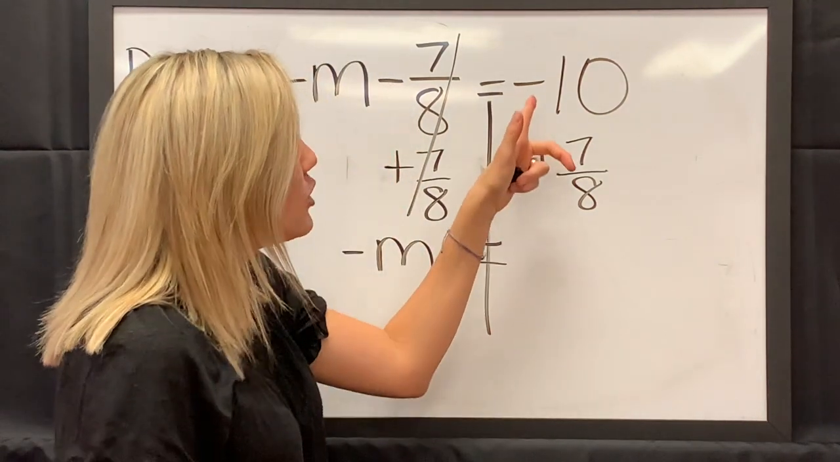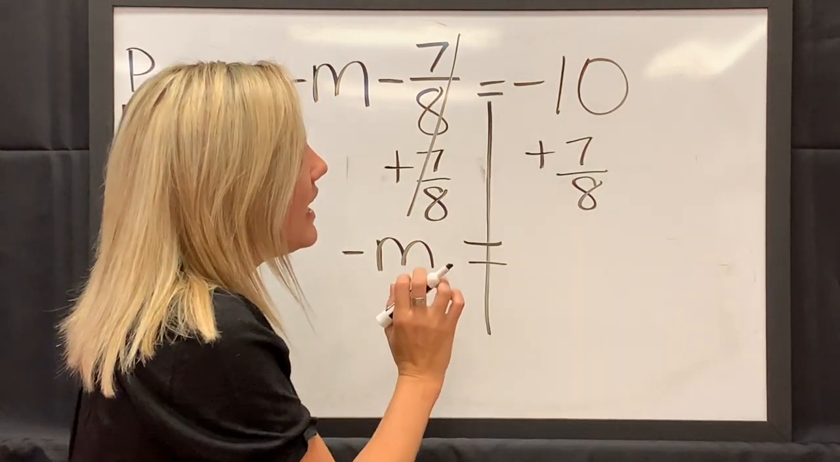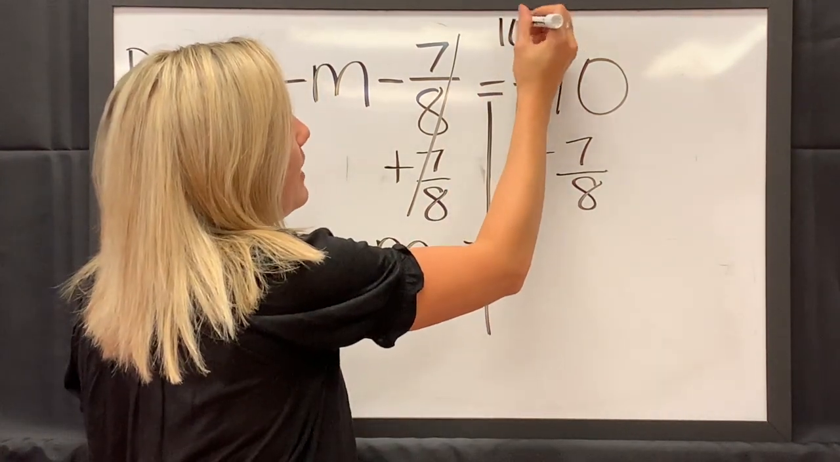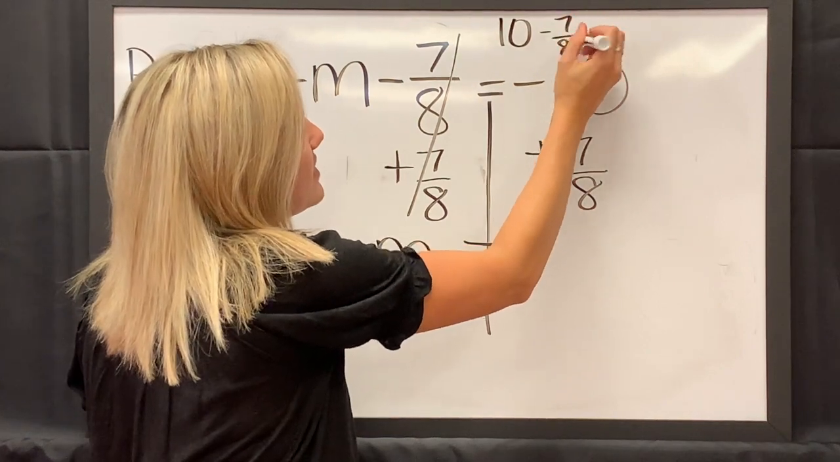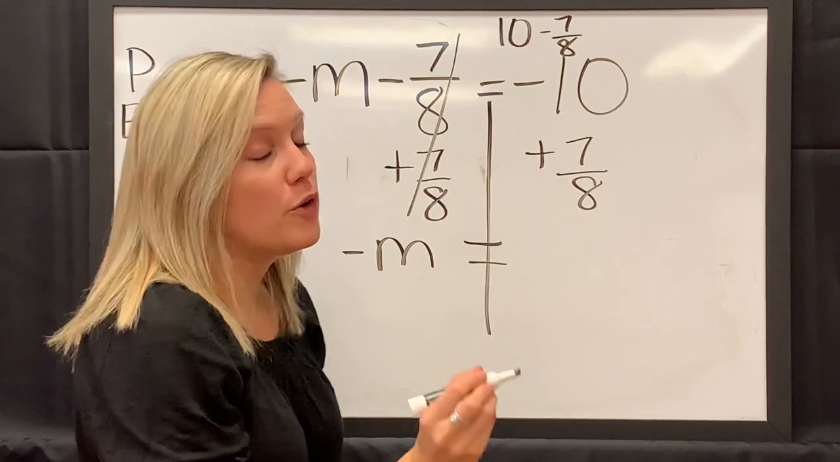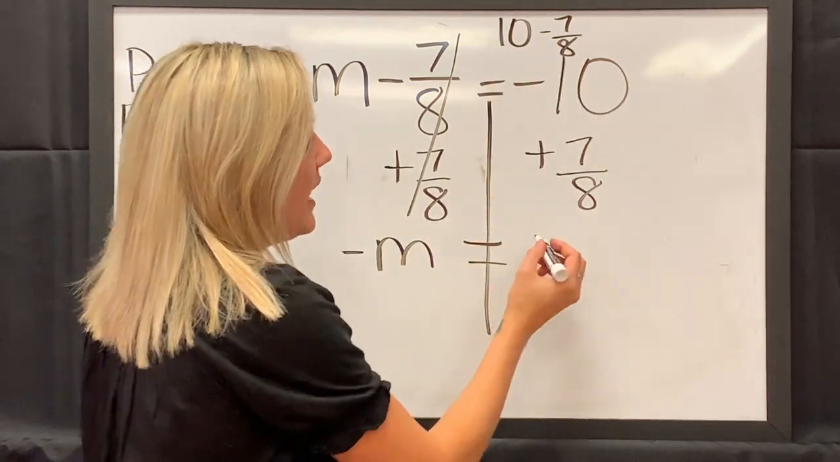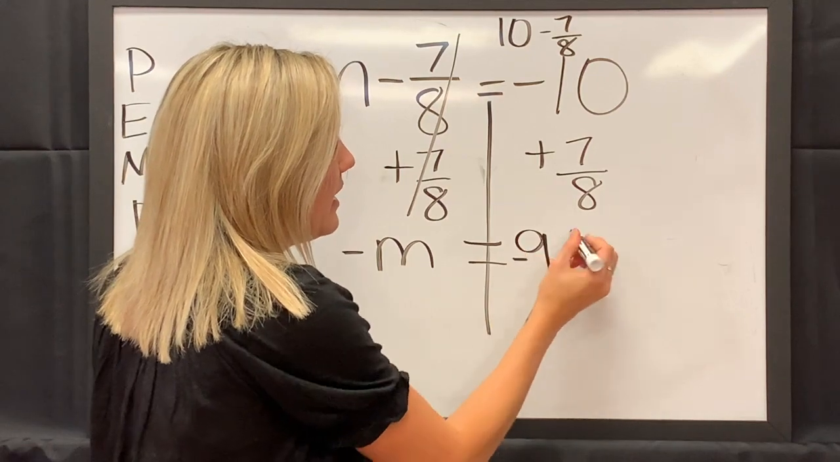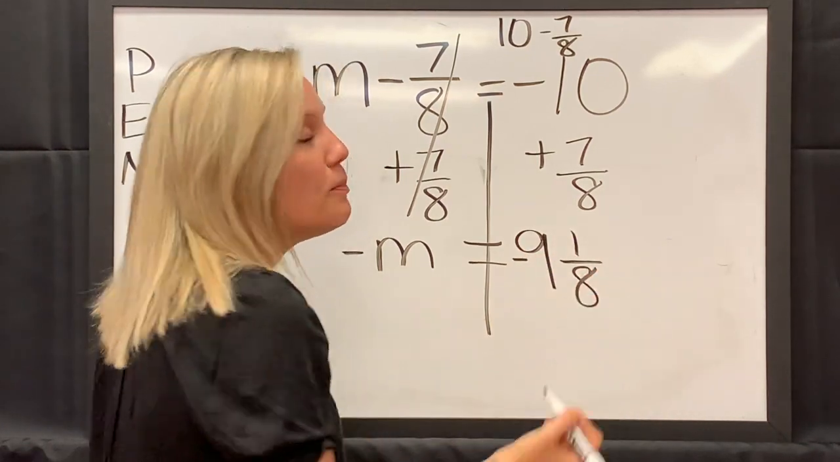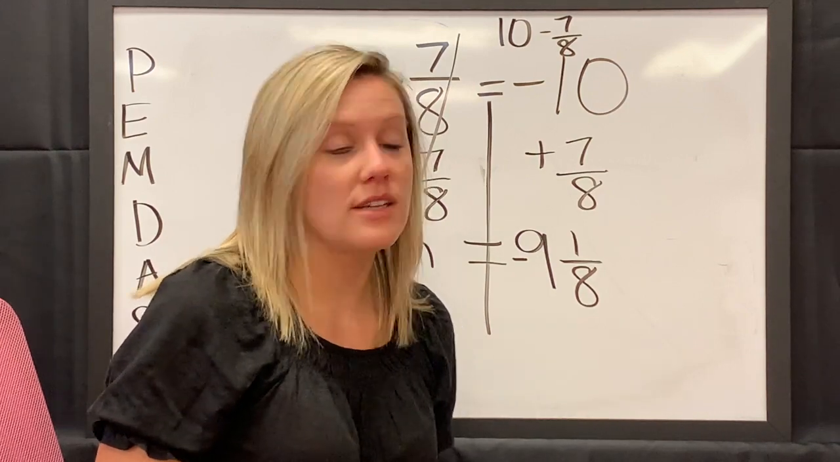Okay, so I'm gonna think -10 and then 7/8. So I'm actually gonna do 10 minus 7/8. And I can kind of do this in my head. 10 minus 1 whole would be 9. So this is gonna be 9 1/8. And it's gonna be negative. And if that's difficult, you might wanna watch the video on adding and subtracting fractions, okay?